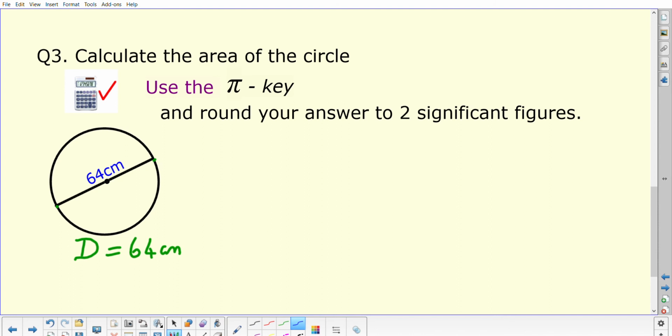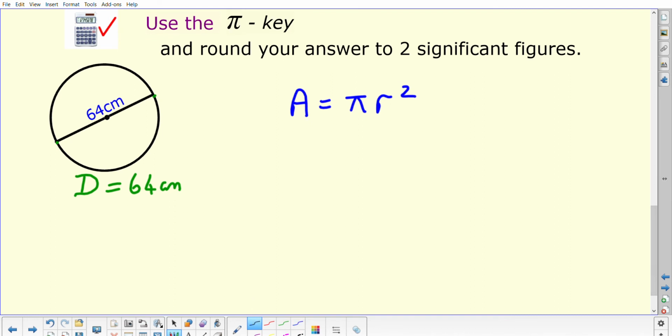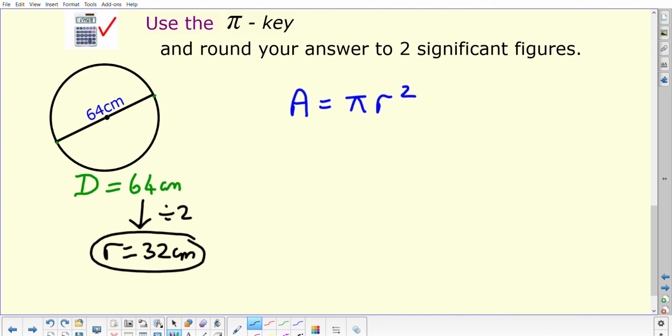And we know that the formula for the area of a circle is pi r squared. So it's the radius measurement that we need. But of course, if we know the diameter, we can work out the radius. Right? The connection between these two things is that the radius is half of the diameter. So if we divide by 2, we can work out that the radius is therefore going to be 32 centimetres, and it's that 32 number that we will use in the formula. So you should have written down area equals pi times 32 squared.